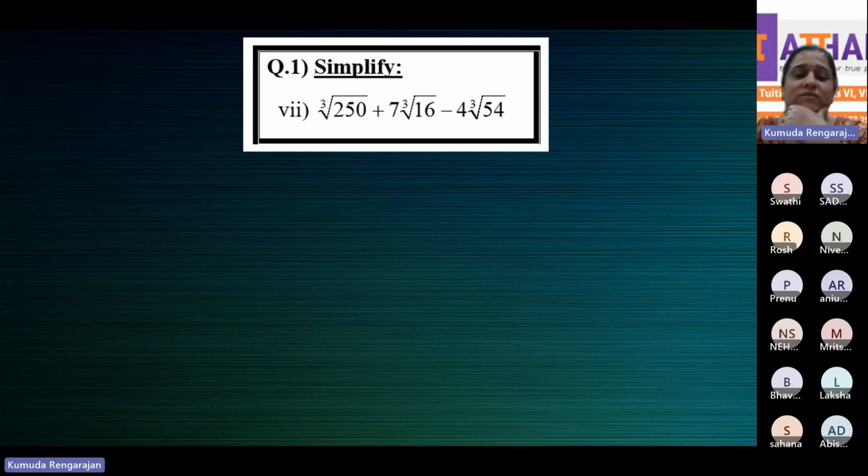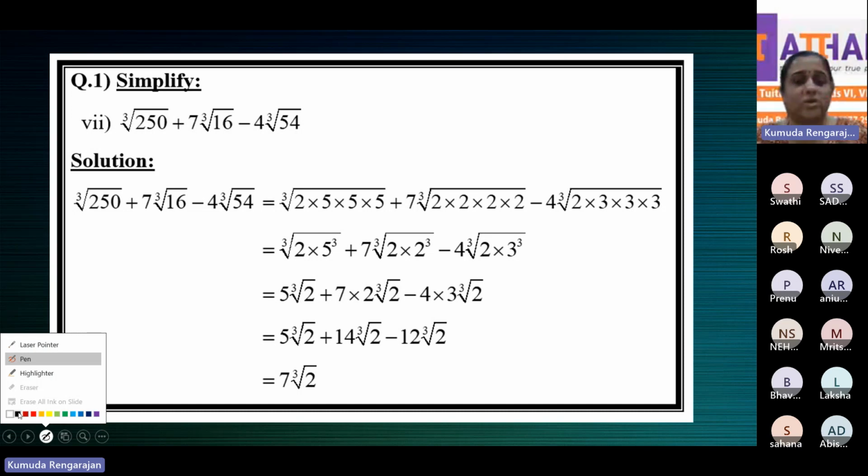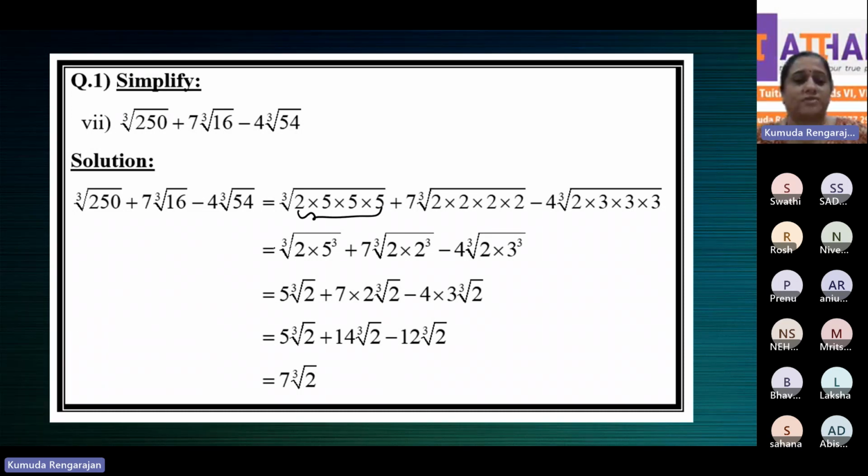I'll show you the answer. I want one of you to explain this one. Go through the answer. I'll ask one of you to explain. Always remember, how are you able to write it like this? We are expressing 250 as a product of its primes, 16 as a product of primes, 54 as a product of primes.